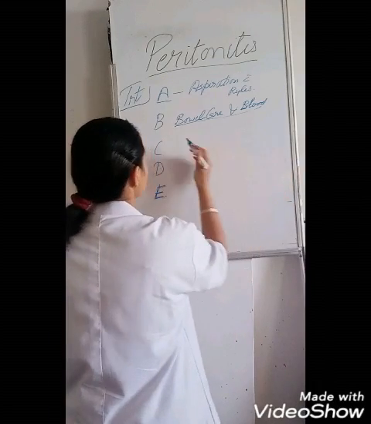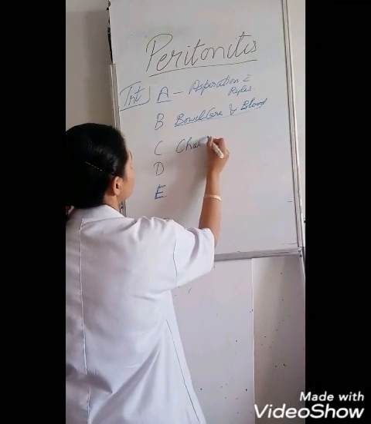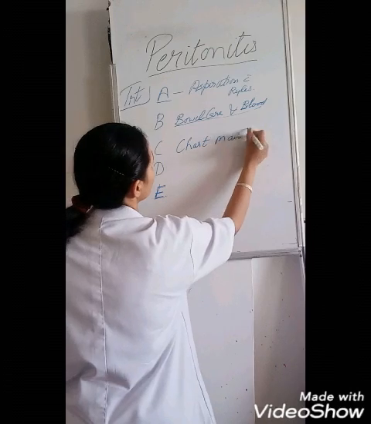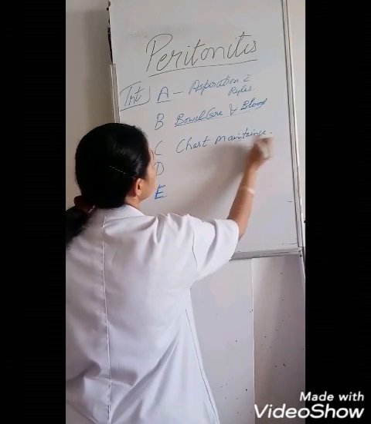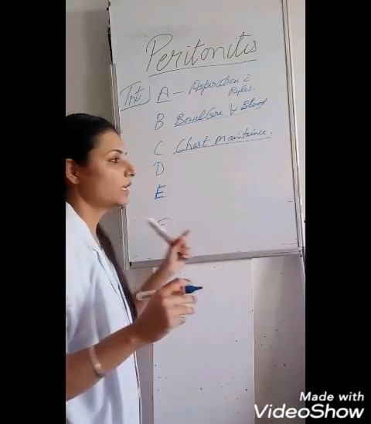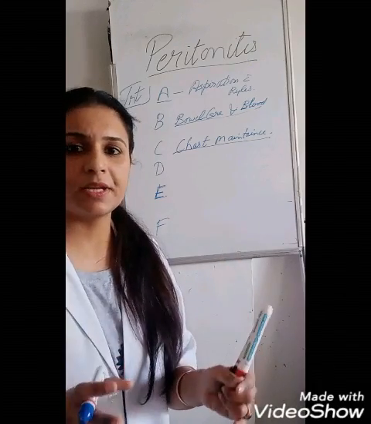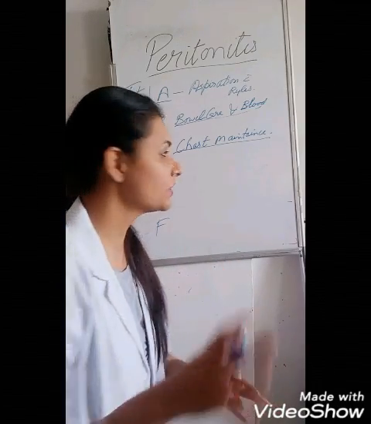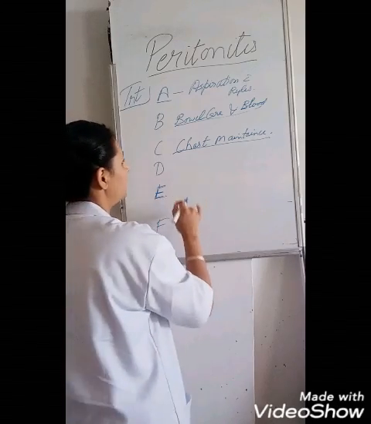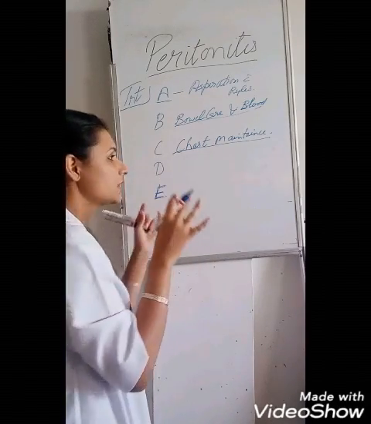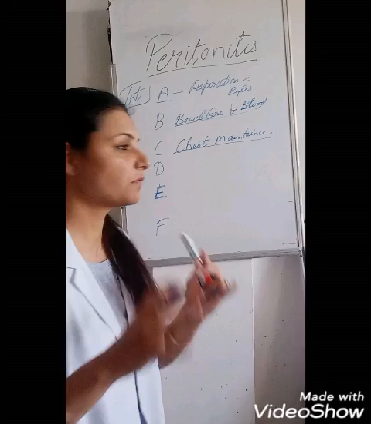Then in C, chart maintenance. What you have to do is maintain and keep the record of all the vitals: the respiratory rate, pulse rate, the temperature. Check all these things and maintain them, because this should be stabilized during the process of surgery.